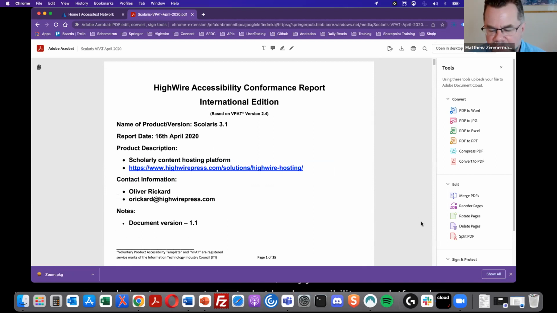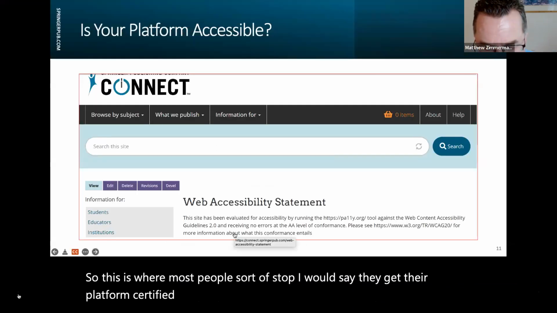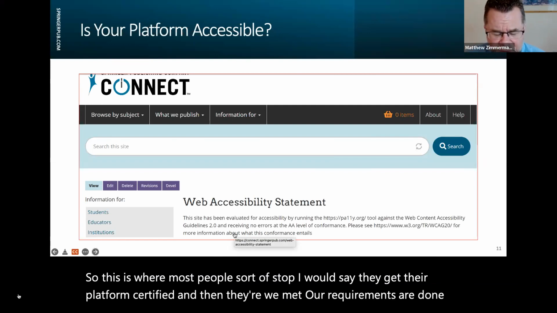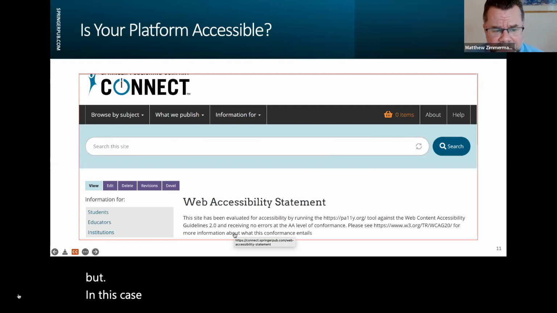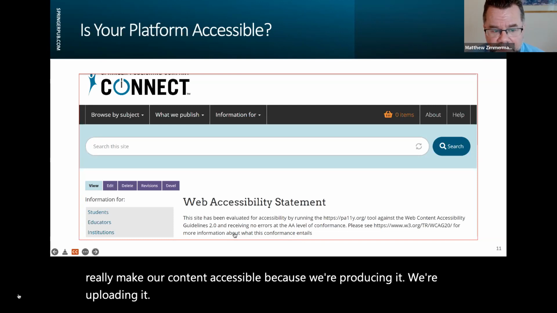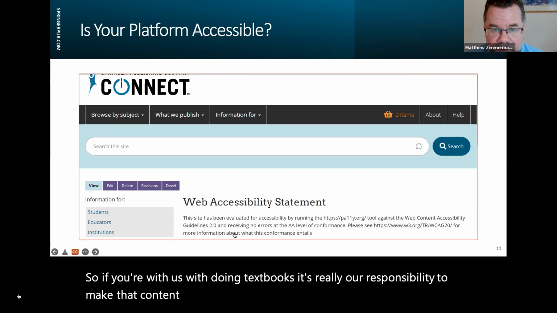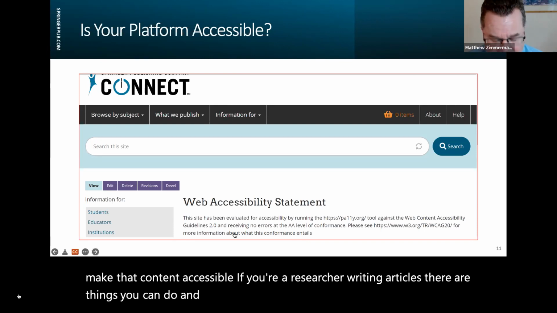So this is where most people sort of stop, I would say. They get their platform certified, and then they're like, okay, we met our requirements, we're done. But in this case, Highwire can make our platform accessible, but they can't really make our content accessible because we're producing it, we're uploading it. So if you're doing textbooks with us, it's really our responsibility to make that content accessible. If you're a researcher writing articles, there are things you can do, and I'm going to talk about some of those.